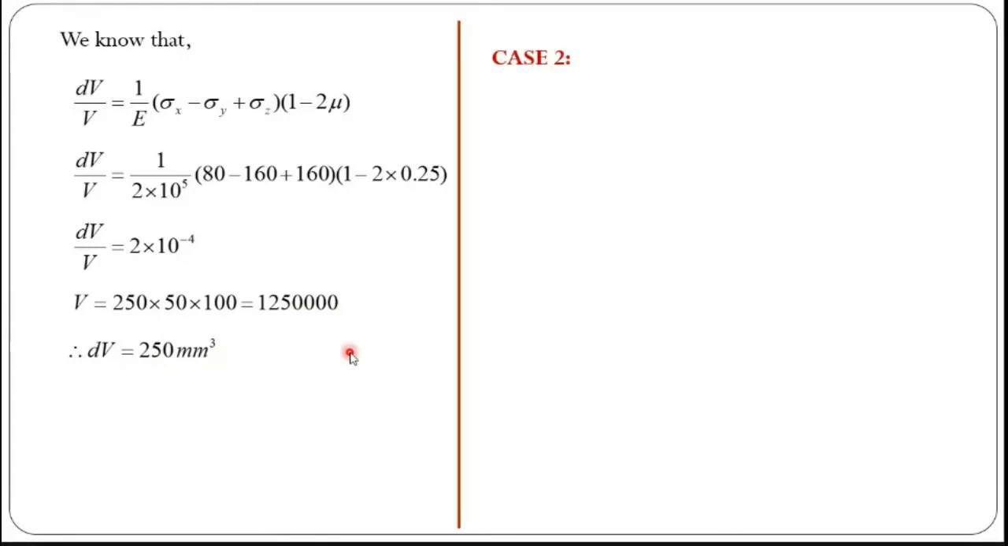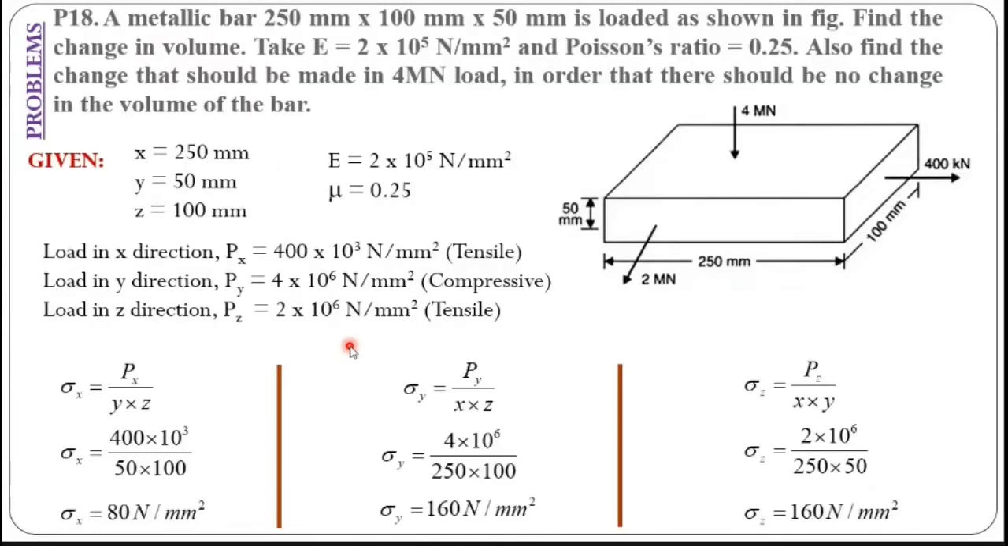We'll go for case 2. What is case 2? If the change in volume is 0, that is del V is 0, how much load do I have to change? So in 4 meganewton, 4 meganewton is in Y direction, right? So my Y direction force is my 4 meganewton, which means your sigma Y. So let me consider this as a variable. Let us identify based on that.